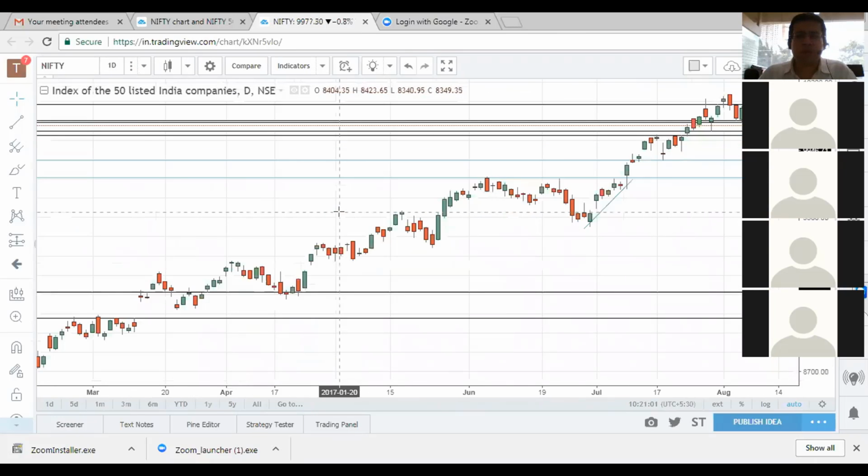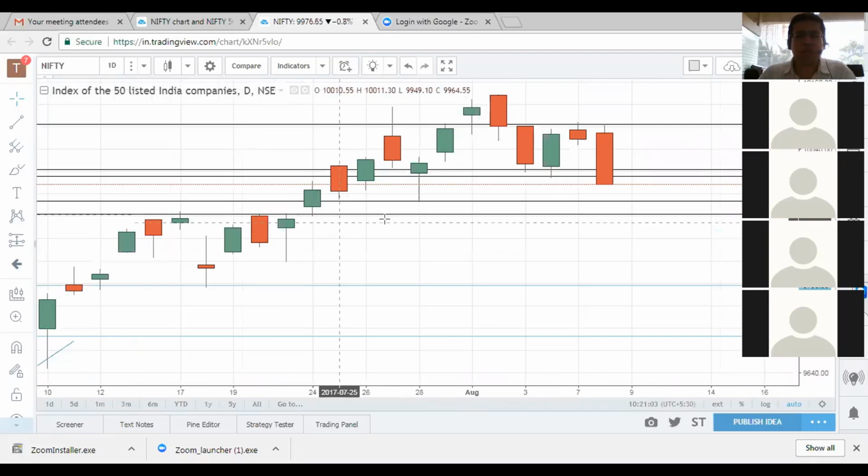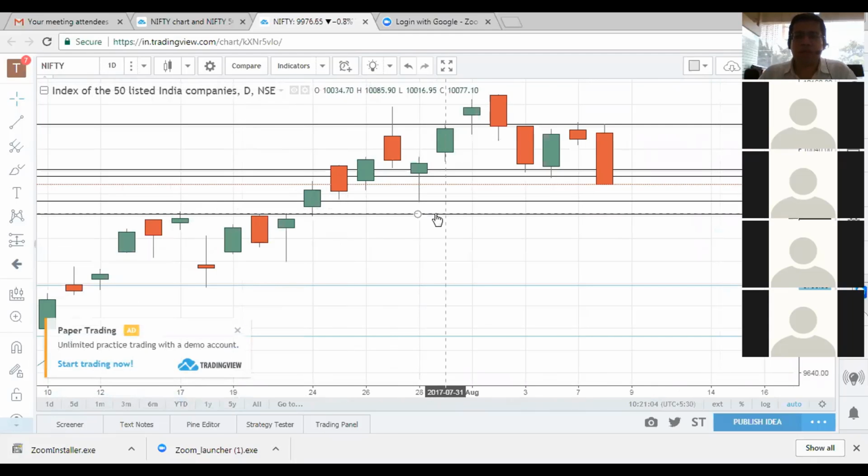So the idea is pretty much clear. It has to go and stop somewhere around 9,920 or 9,950. So 9,950 or 9,920 is where it needs to stop, right? And from there on, there will be a reversal that will take place.